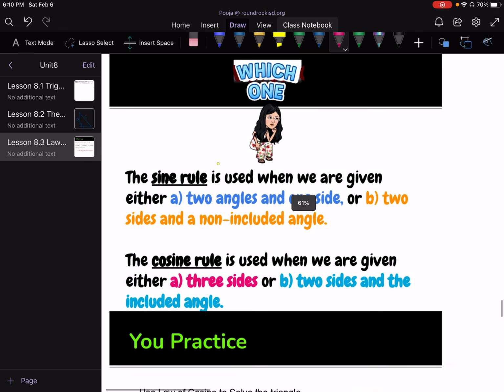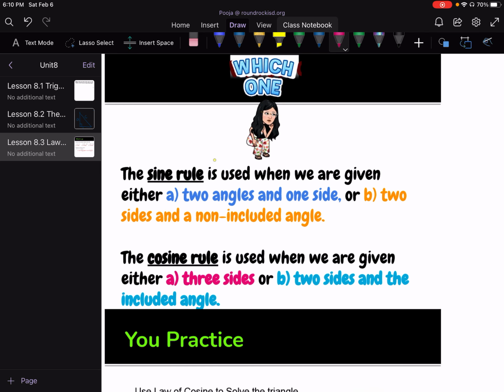Here, I want to show you which one to use. Now that you know both law of sine and cosine, which one to use? Law of sine is useful when two angles and one side are given. Any two angles and one side, we can quickly use law of sine. And then two sides and a non-included angle are given, which means let's say these two sides are given, but a non-included angle, which means not this one, either this one or this one. And honestly, the way I look at it is, do I know an angle side pair? If you know an angle side pair, go ahead and use law of sine.